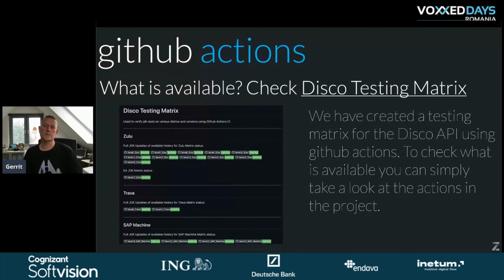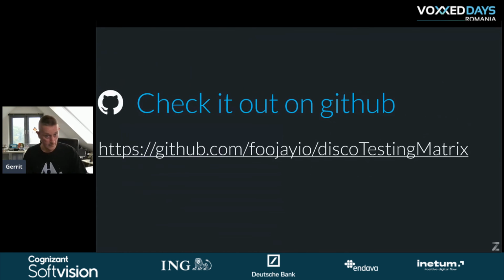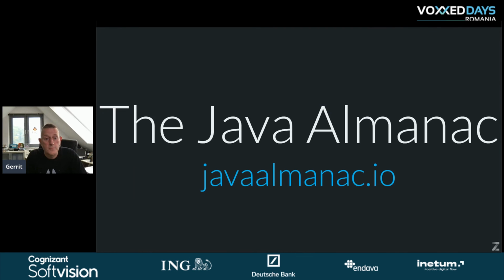We created a Disco testing matrix that tests all these different available versions and distributions, and it shows it in a README. You see with the green lights, it's okay, and if there's a red one, it's not okay. At the moment, you will find a lot of red ones because we are currently updating the Disco API, and it's running against the staging area, which is not really in good shape at the moment. Just to keep you informed.